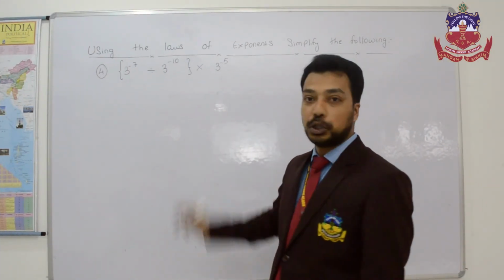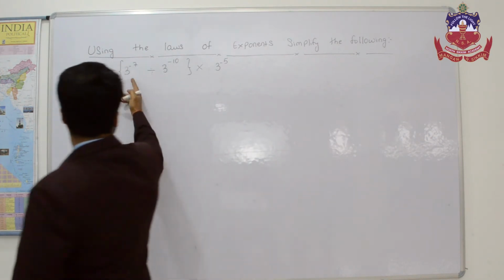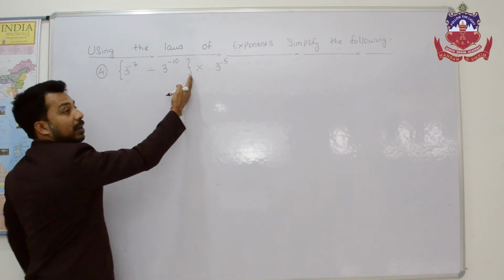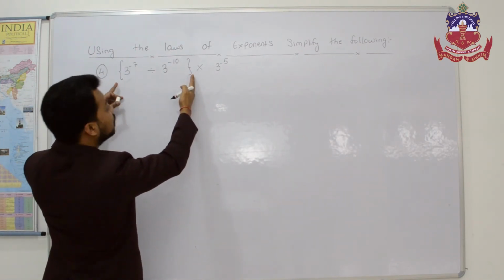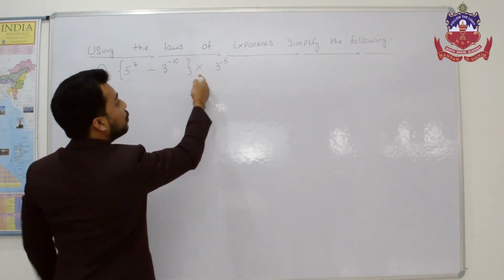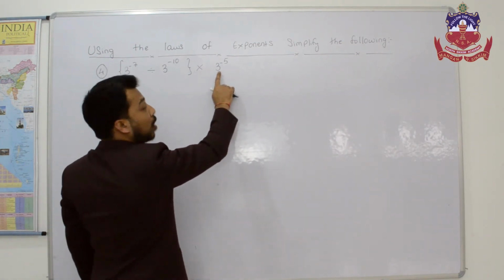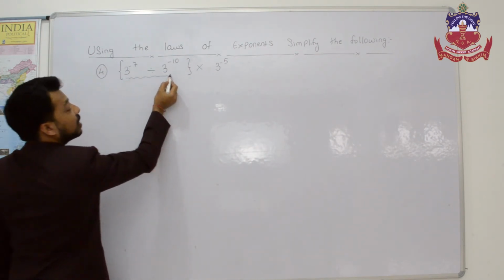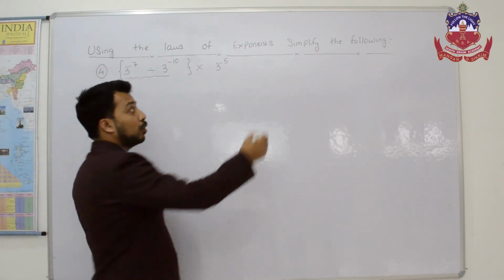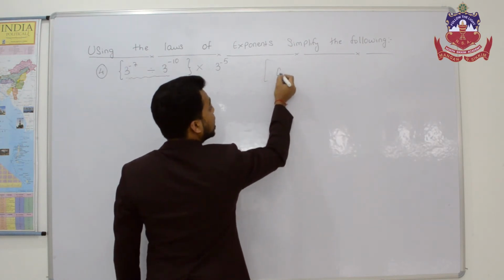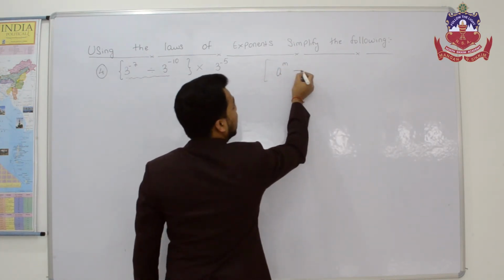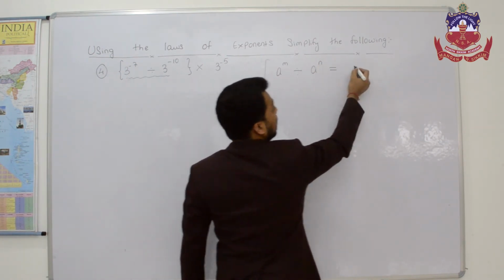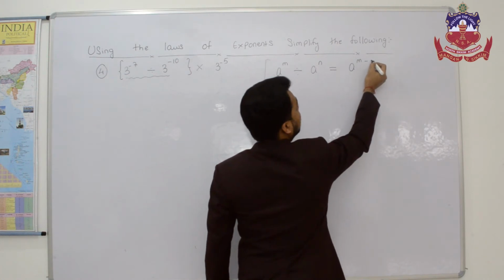Let's simplify the fourth question, which is 3 to the power minus 7 divided by 3 to the power minus 10, and these two things are inside the curly bracket, which means it has to be solved first. Then we have multiplication by 3 to the power minus 5. Here both of these have a negative power, so it can be solved by the law a to the power m divided by a to the power n is equal to a to the power m minus n.